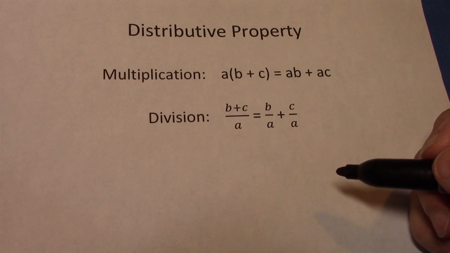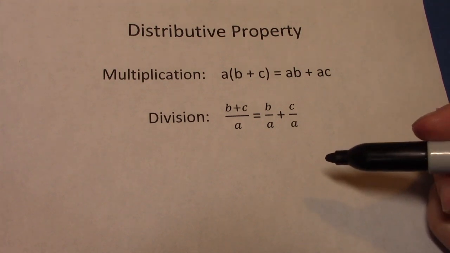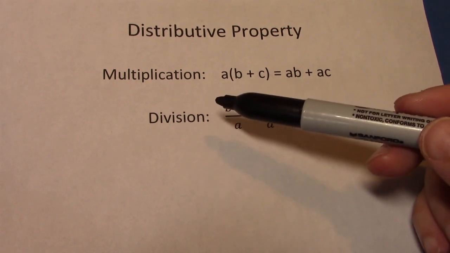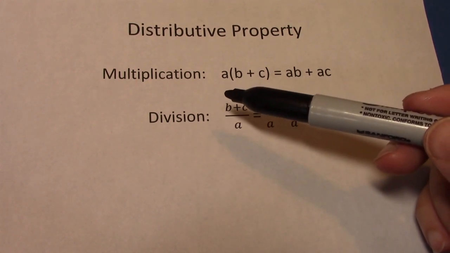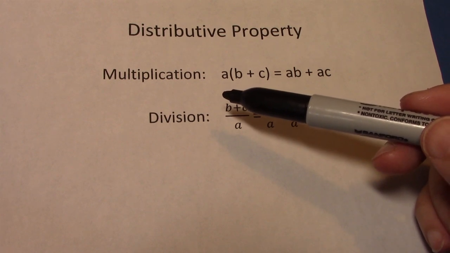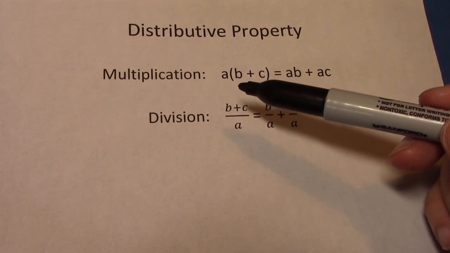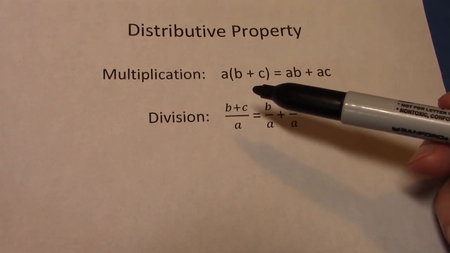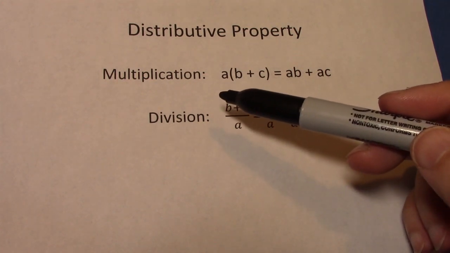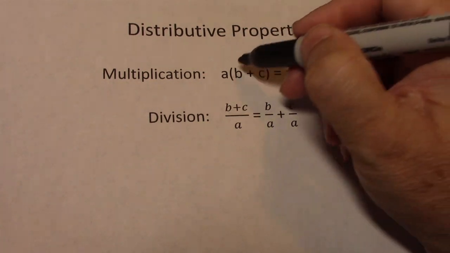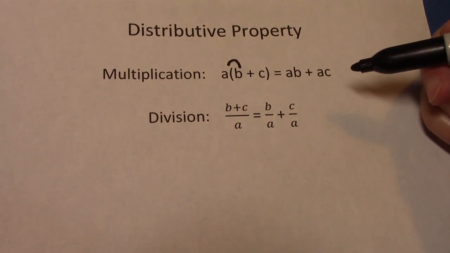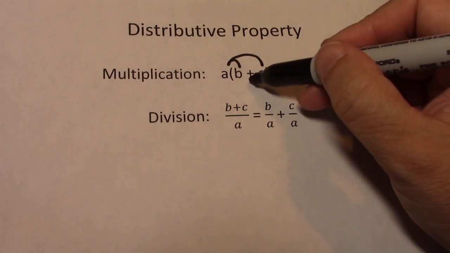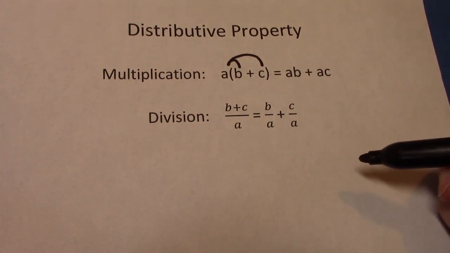Now let's review the distributive property again. This works with multiplication and with division. And remember, with multiplication it says that when you have a number, or in this case a variable, and you're multiplying it by two terms, usually in parentheses like this, you have to multiply the number by both terms. So a gets multiplied by b, that's ab, and a also gets multiplied by c. It's still plus because we keep the plus sign from the middle there.